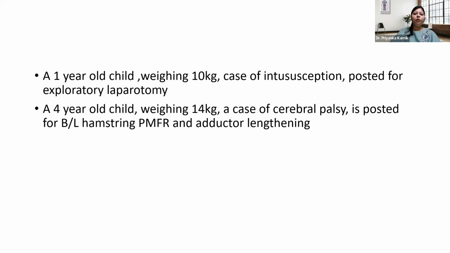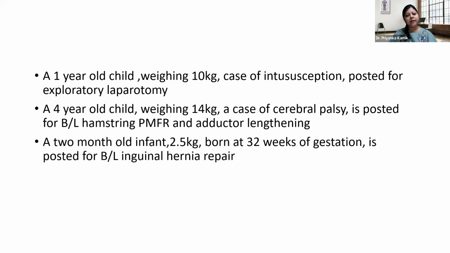The second child is a 4-year-old child weighing 14 kg, a case of cerebral palsy, and is posted for bilateral hamstring PMFR, that is percutaneous myofascial release, and adductor lengthening. And the third scenario is a 2-month-old infant, 2.5 kg, born at 32 weeks of gestation and posted for bilateral inguinal hernia repair. So this child is a preterm. So what would be your choice of regional anesthesia in all of these cases?